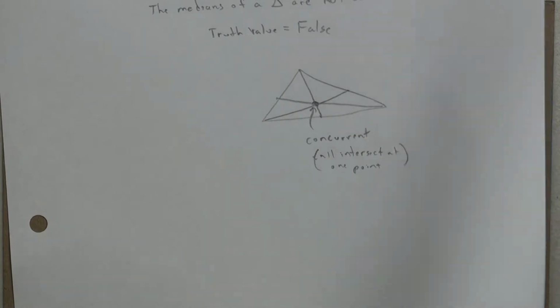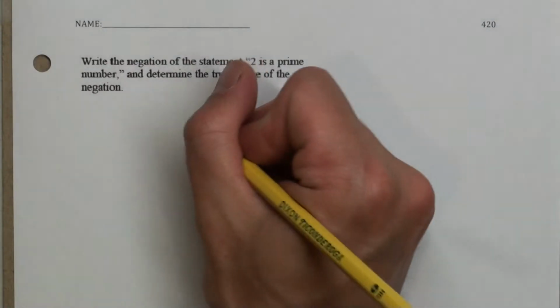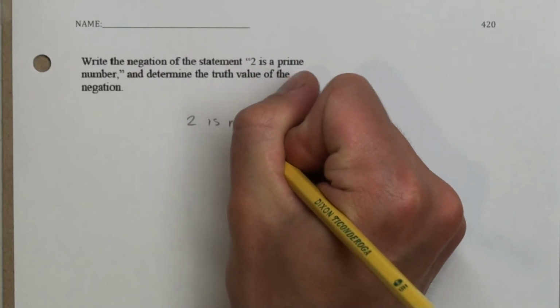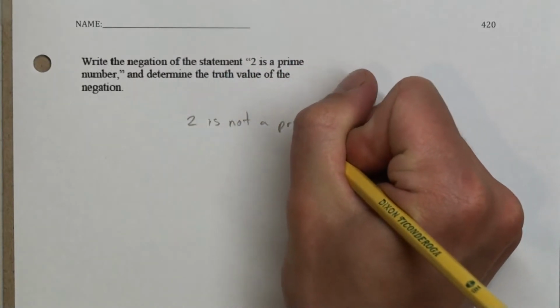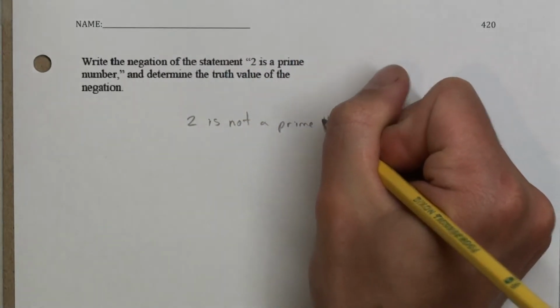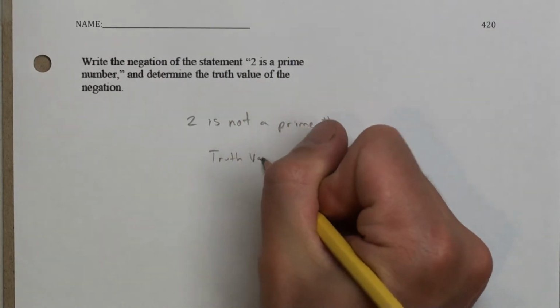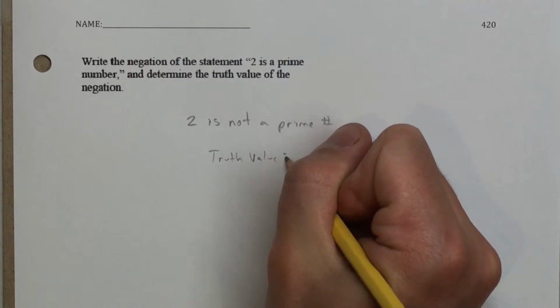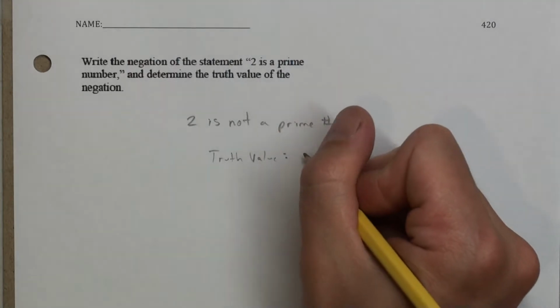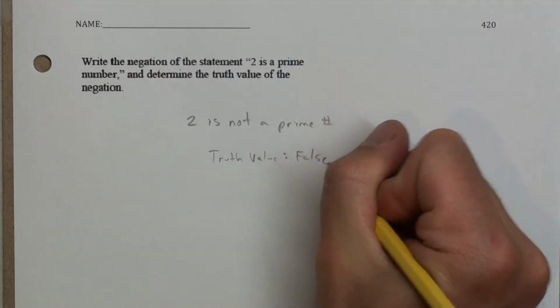That's what concurrent means. Write the negation of the statement 2 is a prime number. 2 is not a prime number. And the truth value is false, because 2 is a prime number.